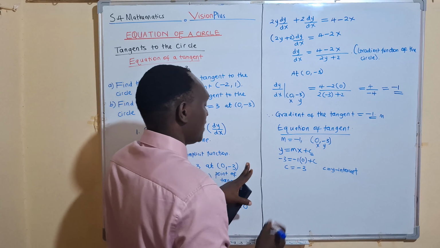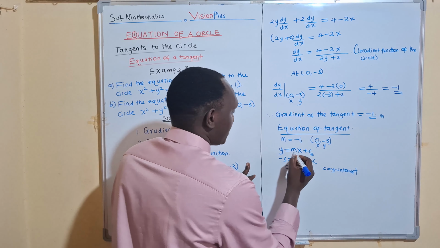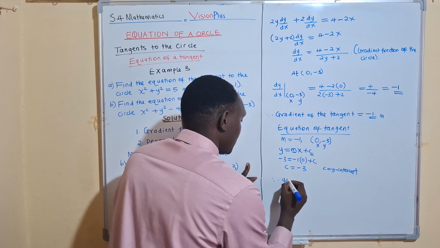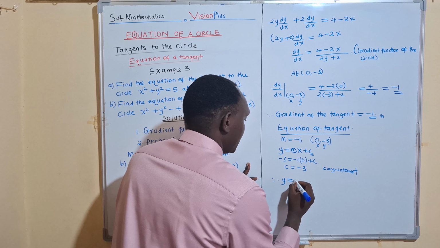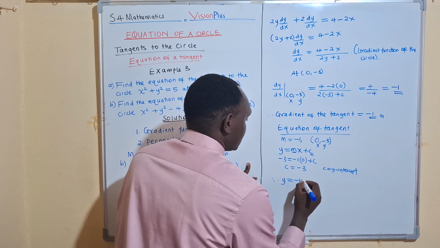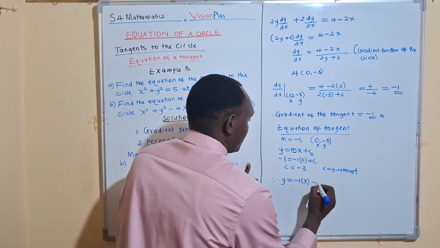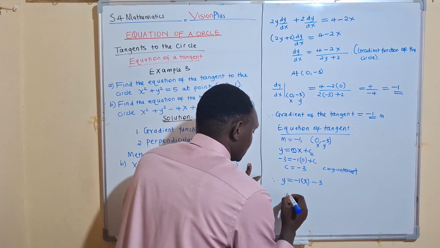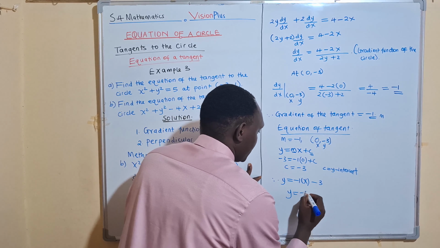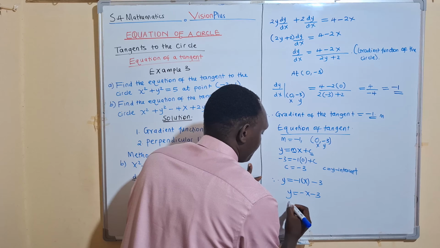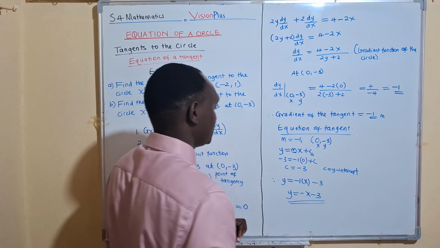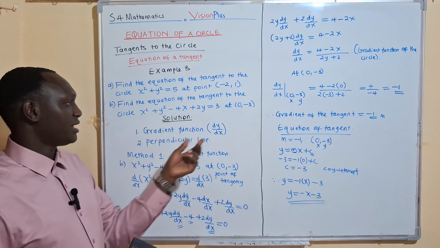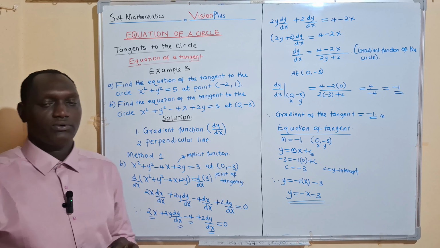c here becomes negative 3. Remember, c is the y-intercept. So from here, after getting c, you just come back and substitute for m and c only. Therefore, now the equation becomes y equals m, which is negative 1, x plus c, which is negative 3. Negative 1x is the same as negative x. Therefore, y equals negative x minus 3. And this is the equation of the tangent to this circle at the point of tangency (0, -3).